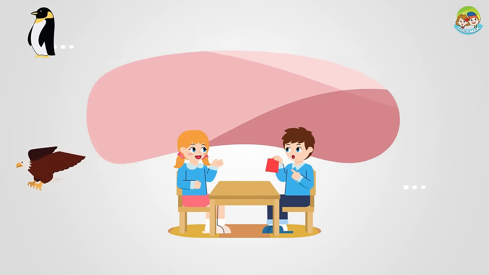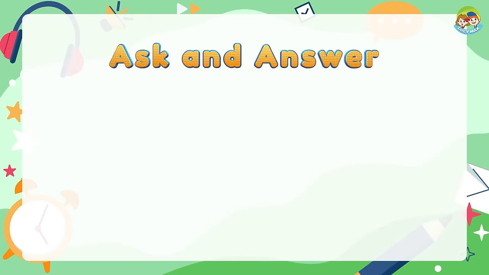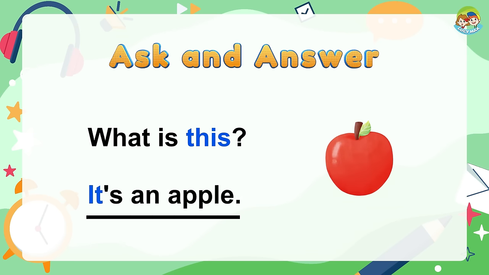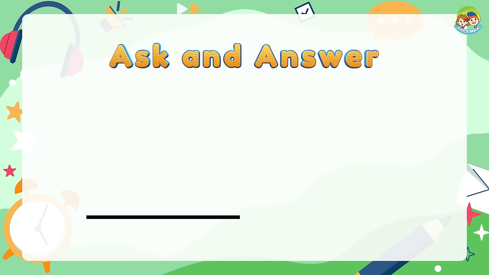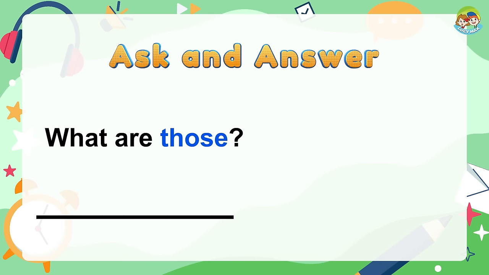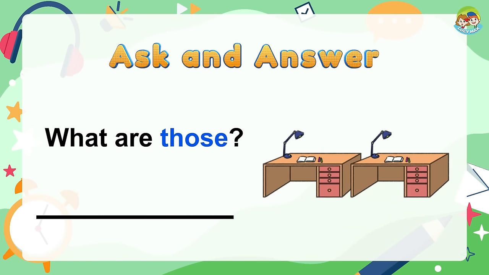Ask and answer. What's this? Apple. It's an apple. What's that? We're talking about a school. The answer is, it's a school. That is talking about one thing. So we use it's. What are those? Here we are using desks. The answer is, they're desks. Those means more than one. So we use they are.